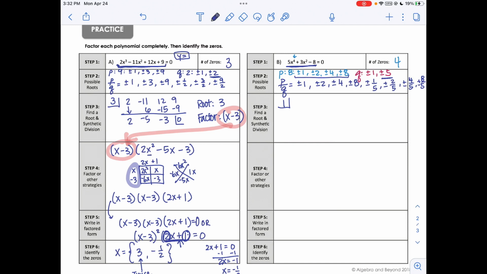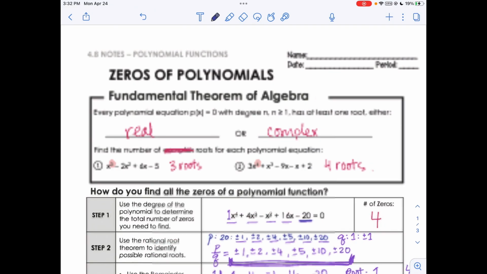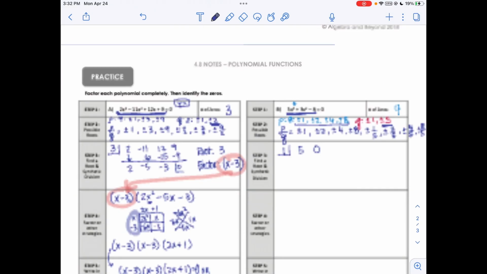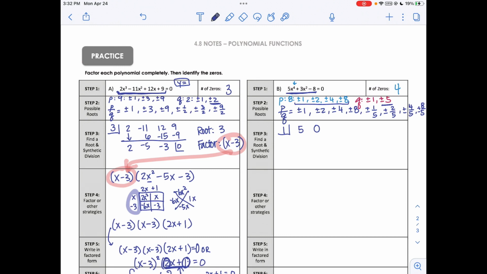So we're going to use 5 for the x to the 4th power, 0 since we don't have x cubed, and then 0 for x cubed, and then 3 for x squared, and then 0 again for x because we're missing an x there, and then minus 8. So it should be 5, 0, 3, 0, negative 8. Okay, bring down the 5.